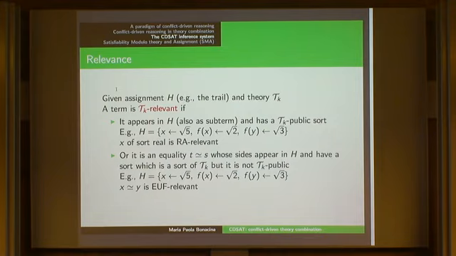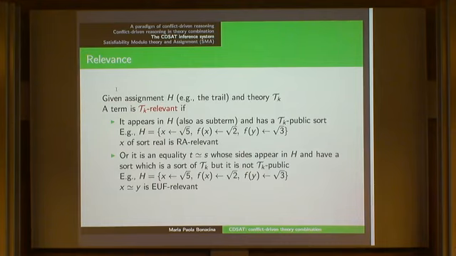Otherwise, there's another way to be relevant, which pertains specifically to equalities. An equality T equal S, where T and S are terms, is relevant for theory TK if the sides T and S appear in H, and their sort, the sort of T and S, is the sort of the theory, but it is not public in the theory. This is a little subtle, but let's see what it means.